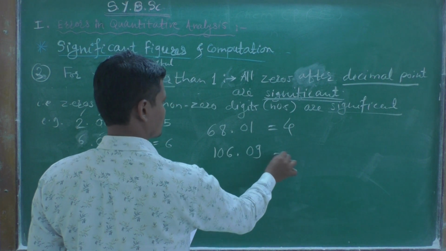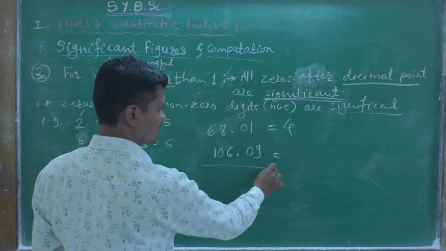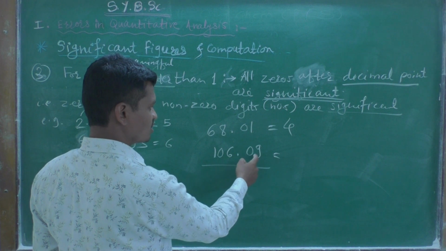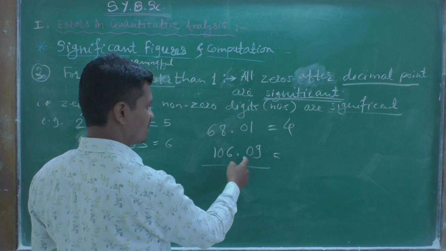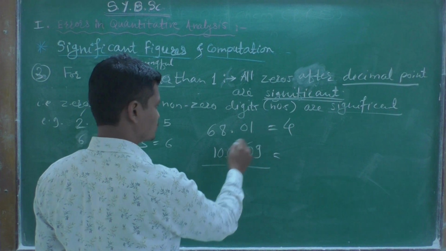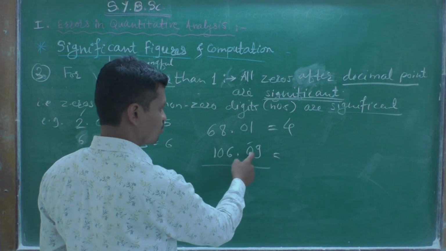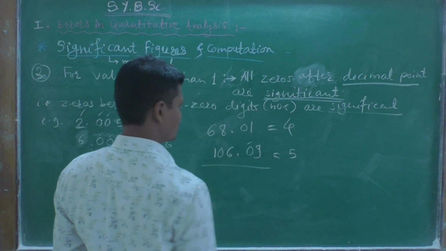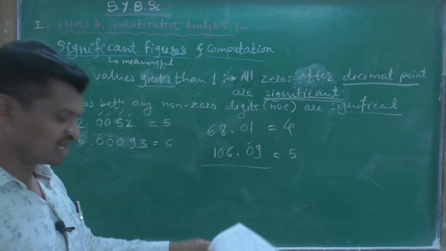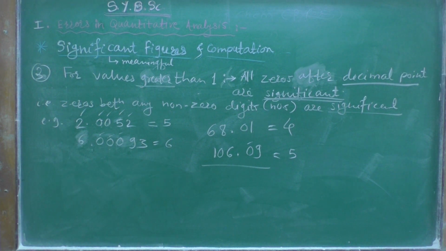Then 106.09. You can take any number. Again this figure is greater than 1, and this 0 is after the decimal point. After the decimal point, this 0 is significant in nature. So all the digits, 1, 2, 3, 4, 5, are significant. The number of significant figures is 5 in this case. Very easy. This is the third rule. Let us see now the fourth rule.